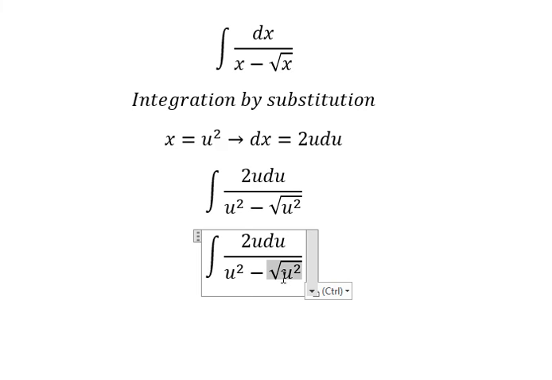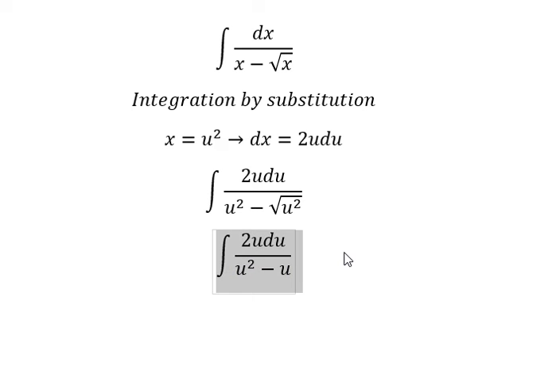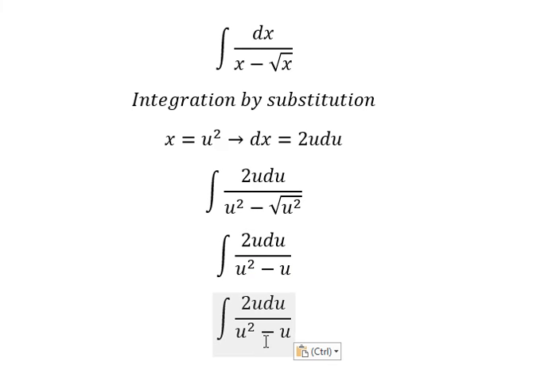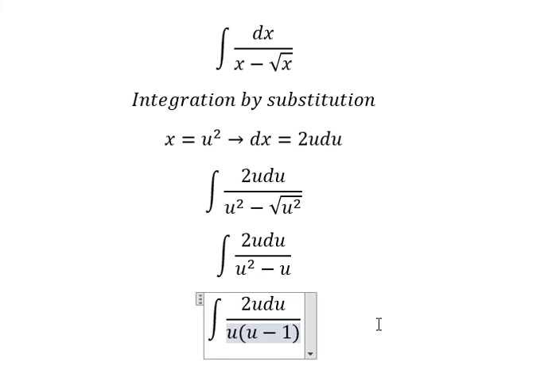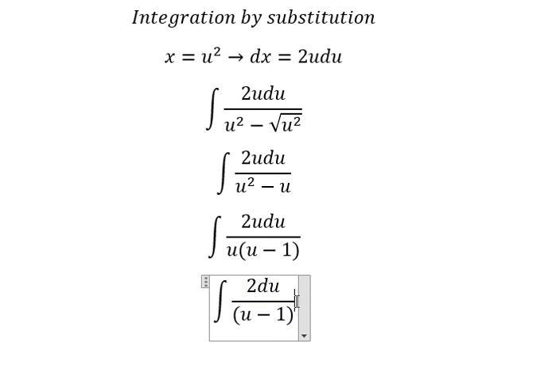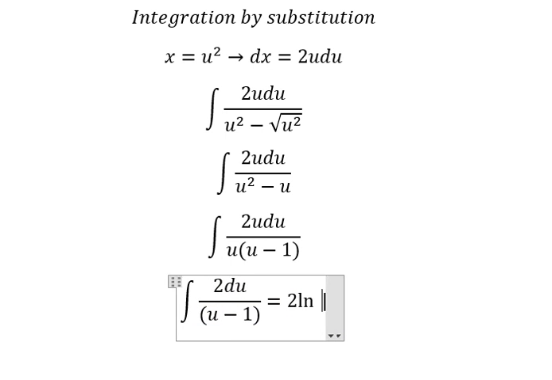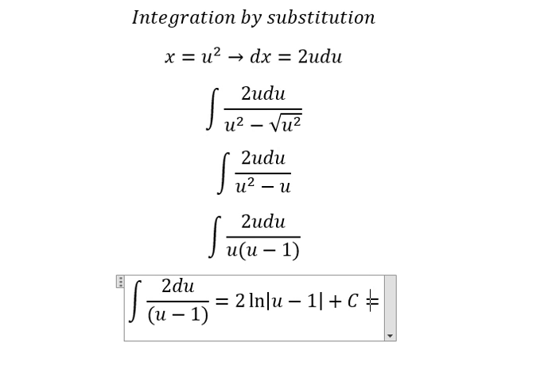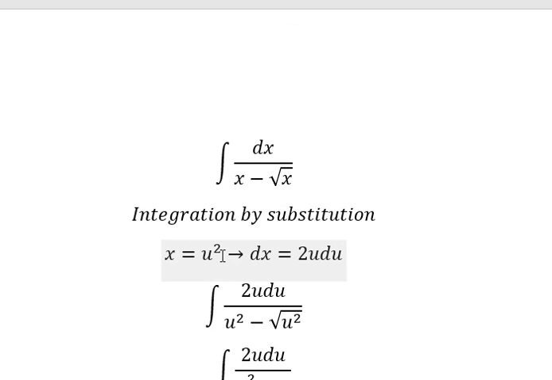This one you get u squared, and u we can do factorization. U divided by u. And now we have the final answer, u, that is this one.